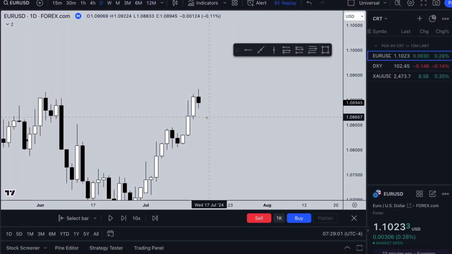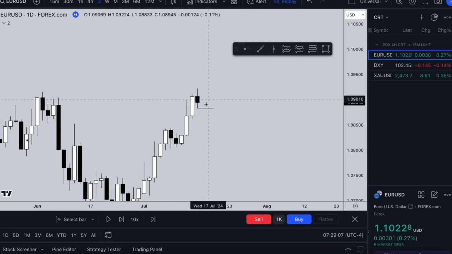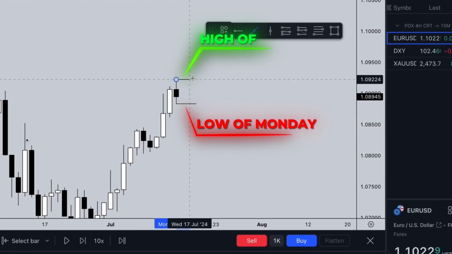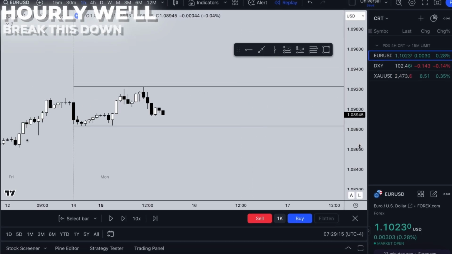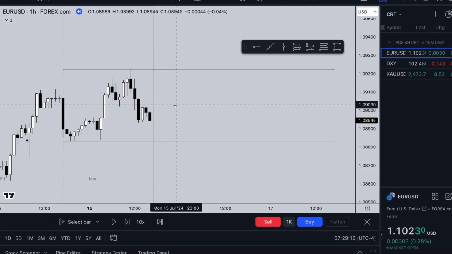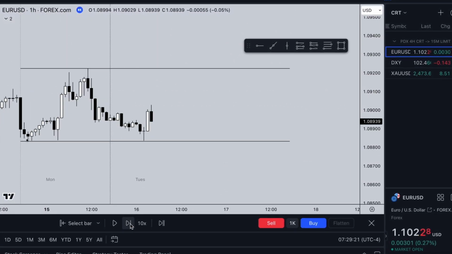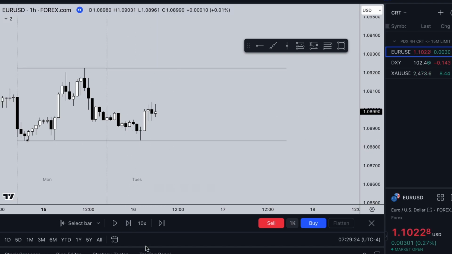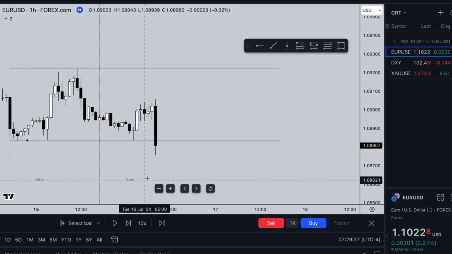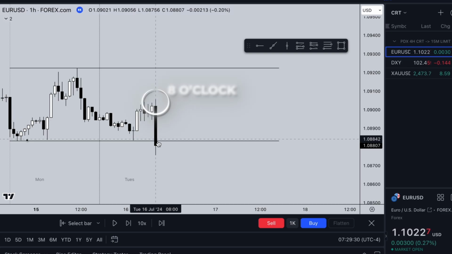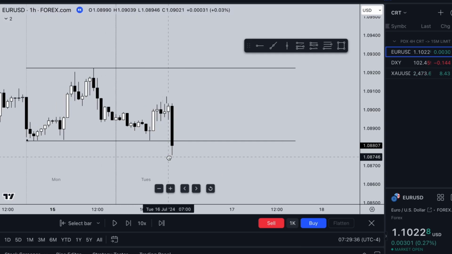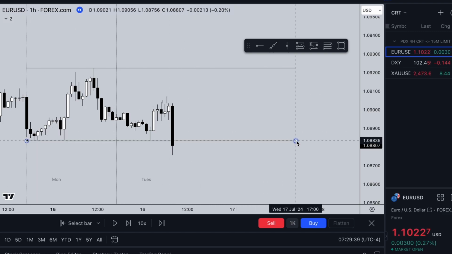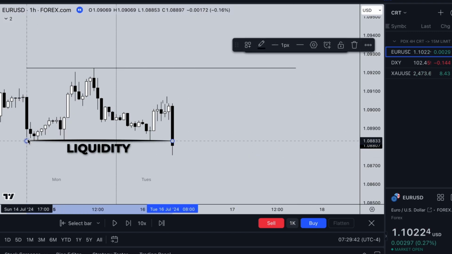So we'll dive right in. We've got obviously Tuesday. First things first, we need liquidity. We've got low of Monday, high of Monday, and what we'll do, we'll come on to the hourly and then we'll break this down really. So we're starting off, Tuesday starts there, and what we can see is we have a lot of accumulation here. If you follow the AMD principle, accumulation here at 8 o'clock, which is where we had our core retail sales, we get a manipulation move down into the previous daily low. So that's my liquidity taken there.